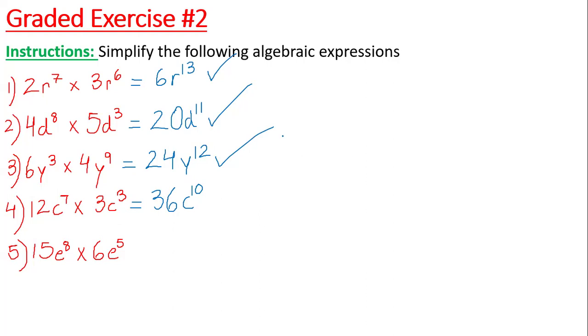Yes, sir. What you got for number 5? E13. You can't say E13. How do we say it? Exponent 13. No, E to the power of 13. Okay, it's to the power. Understand that? So it's going to be 90 and E to the power of what? 8, 9, 10, 11, 12, 13. Yes, it is 13.